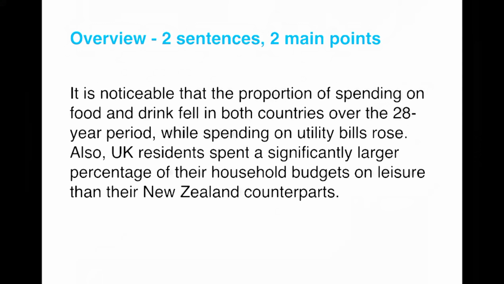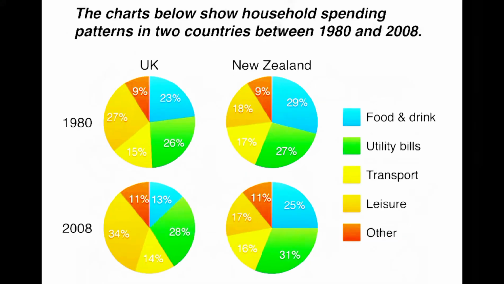So again, all I've done for my overview is talked about 2 similarities that I noticed and 1 big difference, with no numbers. No numbers are mentioned in here. We'll come on to the numbers next. And that brings us on to the details paragraphs 3 and 4. Starting with paragraph 3, we need to look at the chart again and decide what to put in this paragraph. I'm going to start with food and drink, this category.